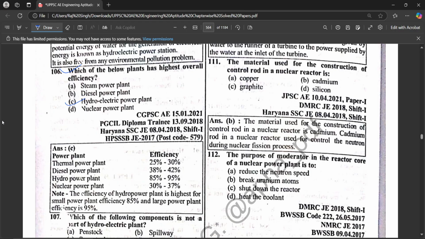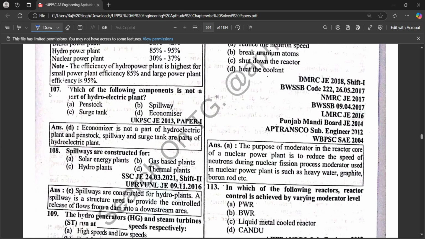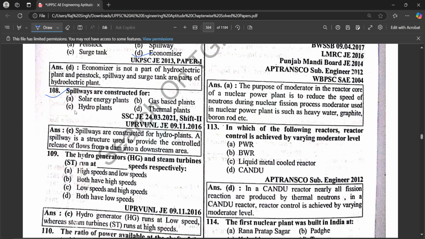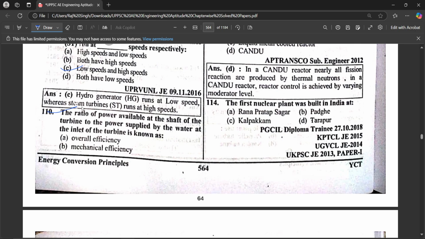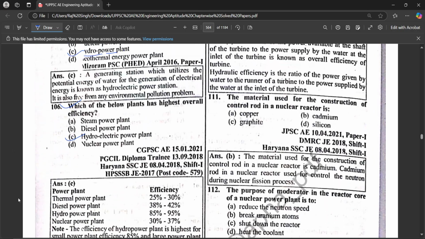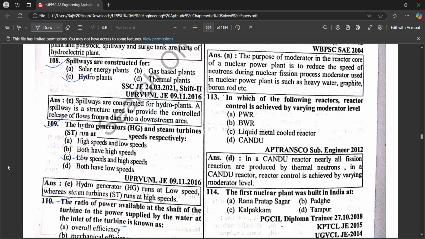Hydroelectric power plant. Which of the following components is not a part of the hydroelectric plant? Economizer. Spillways are constructed for hydro plants. The hydro generator and steam turbine run at low speed and high speed respectively. The ratio of power available at the shaft of the turbine to the power supplied by the water at the inlet of the turbine is known as overall efficiency.